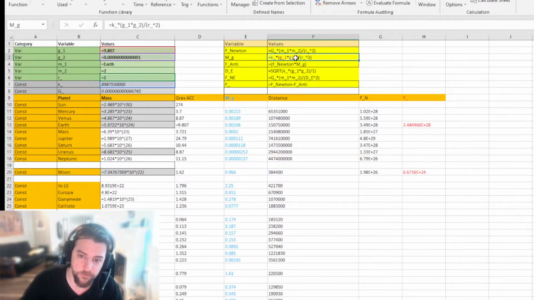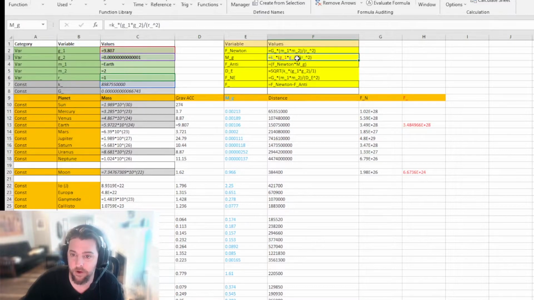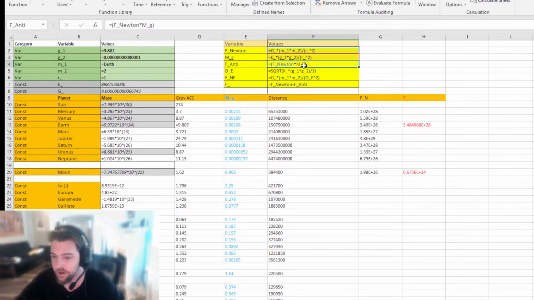So like for the Earth, that will be 9.807. Calculating that, we get a number that we multiply by Newton's force, and then that will give us, according to this math that I've created, the amount of anti-gravity that's working on the objects.